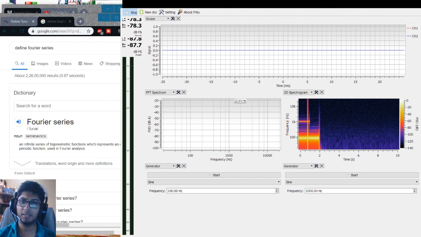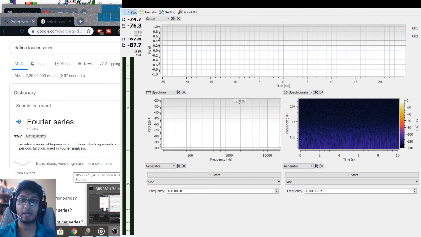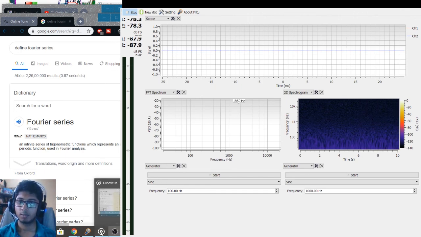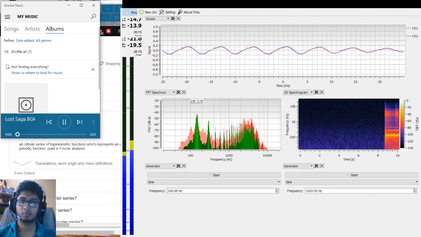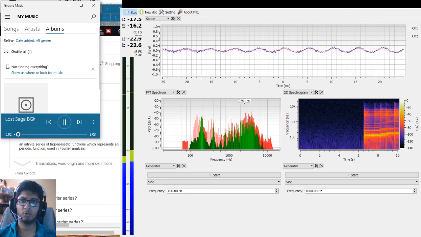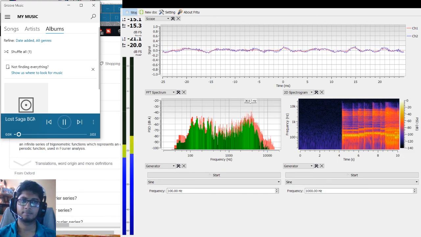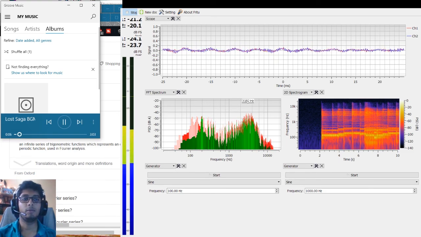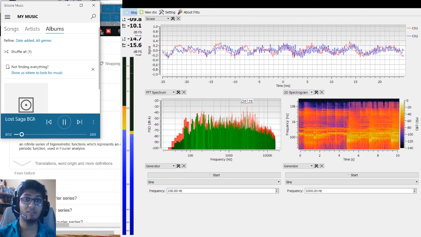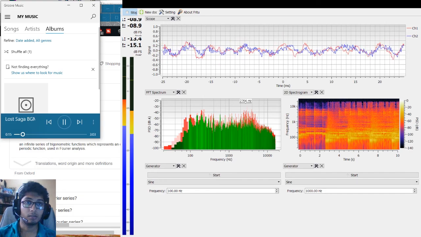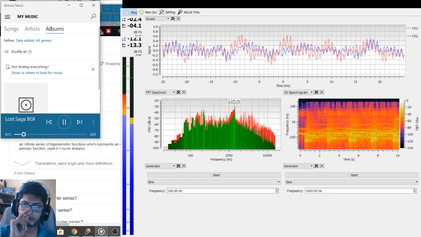I find it very amazing. So every time you hear music, you just remember that everything is made up of sine waves. Isn't that cool? Let me play some music now. Okay. And we will give various frequency curves here. As the frequency increases, the curves also increase here in this 2D spectrogram.